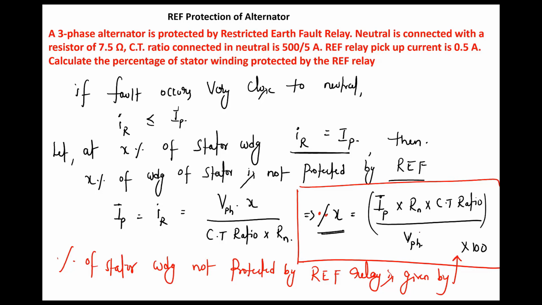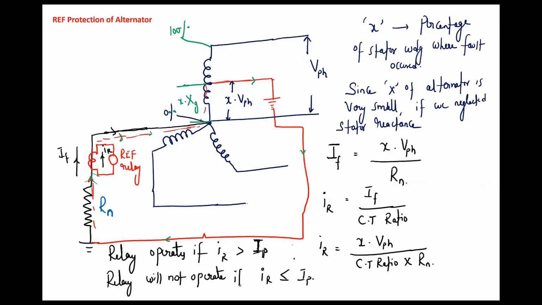Okay. So if you know the percentage of winding not protected, then how to calculate the percentage of winding protected? It is 100 minus X. So the percentage of winding protected by REF relay is 100 minus X.